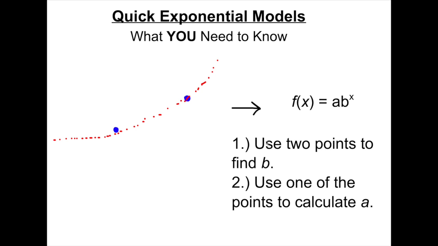And basically, we're going to be trying to use some given information to write a function that's an exponential function. So that is, it's in the form f of x equals a times b to the power of x. So our strategy is we're going to have a couple points at least. We're going to use 2 points that were given to find b, and we're going to use one of the points that were given to find a.